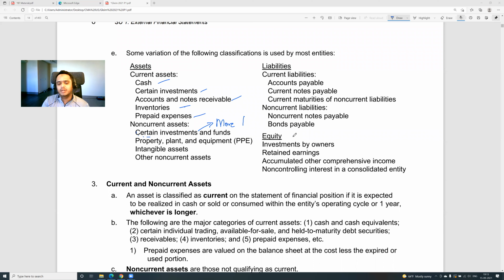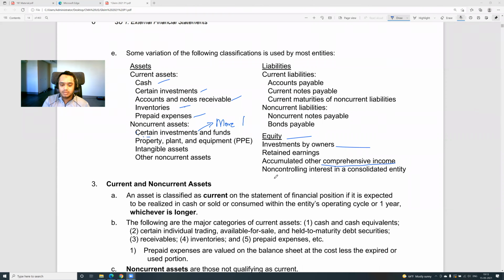Now you see in here, equity is nothing but investment by the owners. You make the investment, that's an investment by the owners. And you see retained earnings, accumulated other comprehensive income. If you remember other comprehensive income, we were discussing it in the earlier session.